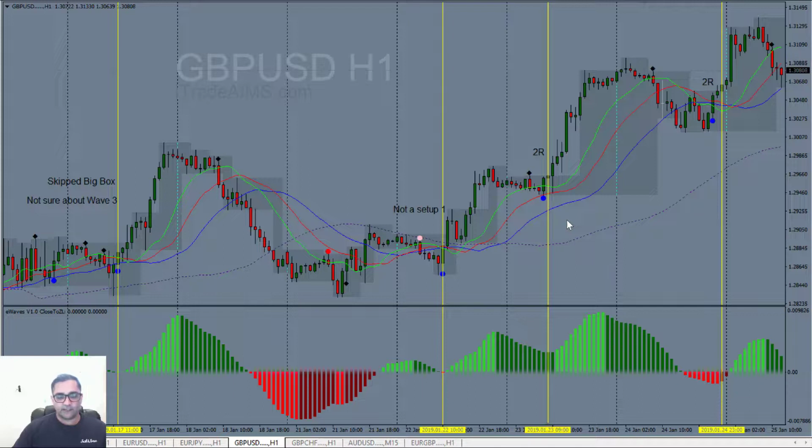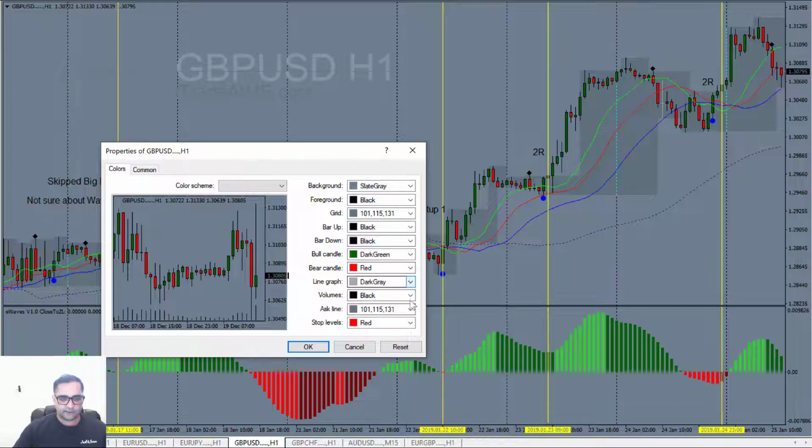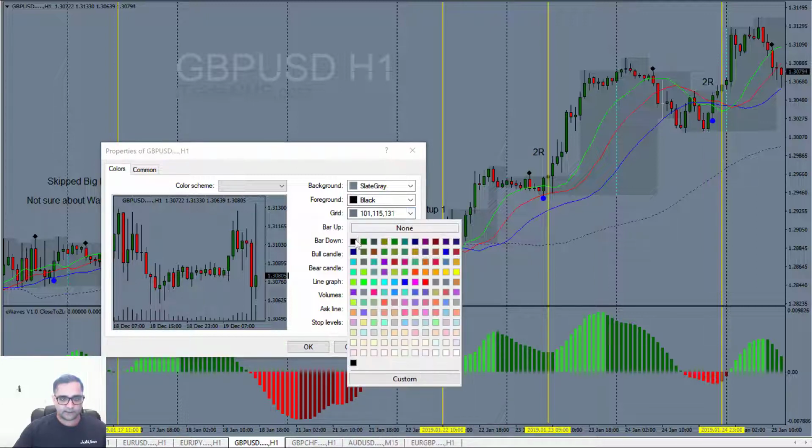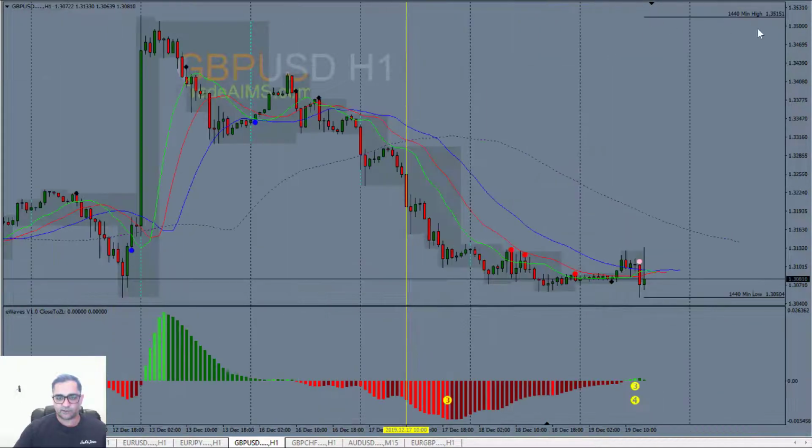Let me show you a little trick as well. See this little fixed chart position, this little arrow. If you change the color of, I think it's not the line graph, it's the grid, then it changes the color. So you can see these two little arrows, one's here, one's here. This one is used to shift the chart from left to right.